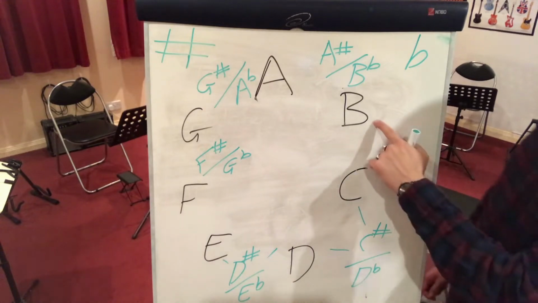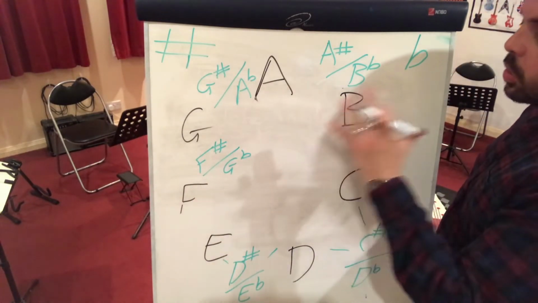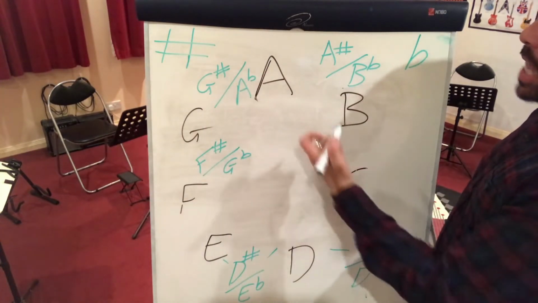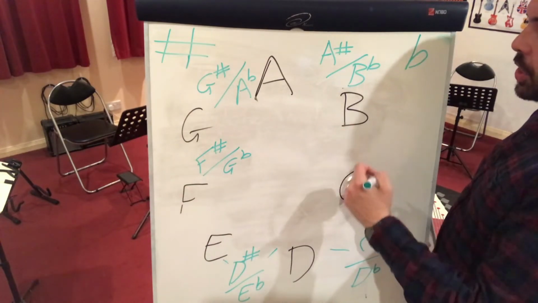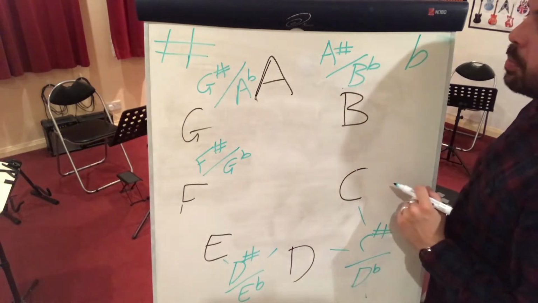Now you'll notice between B and C and between E and F, there's nothing. We won't get too bogged down into why that is, because it can get a bit sciencey, but the simplest way to explain that is there isn't enough room on the sound spectrum for there to be a B sharp or a C flat. Okay, if we just take it as that, that'll keep it nice and simple for you.